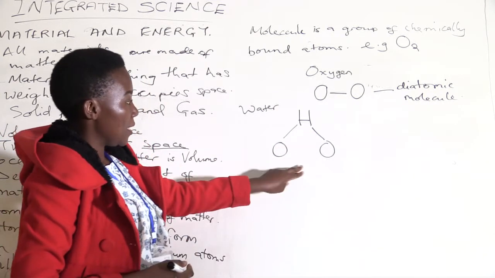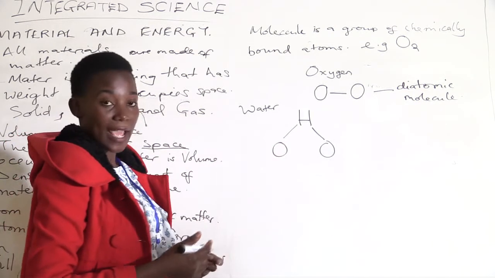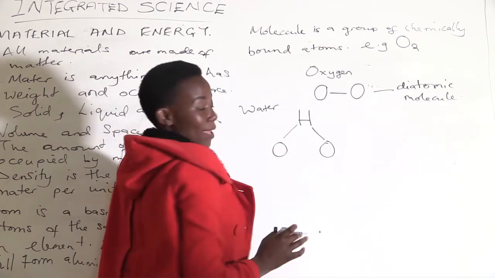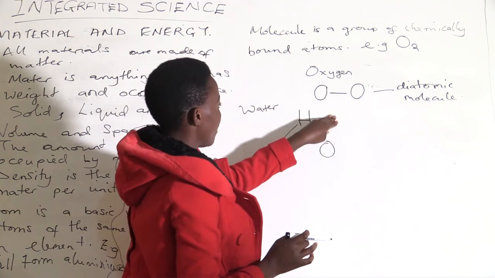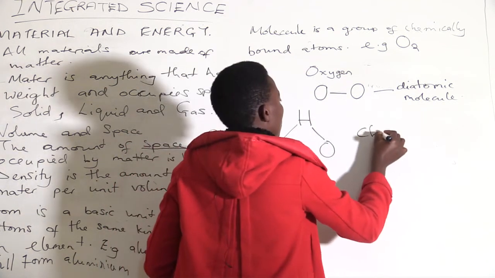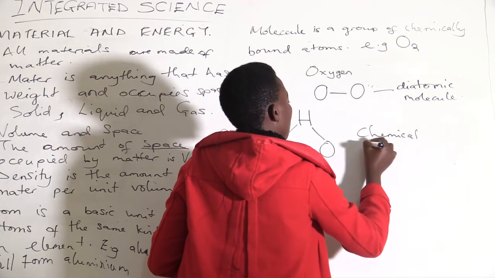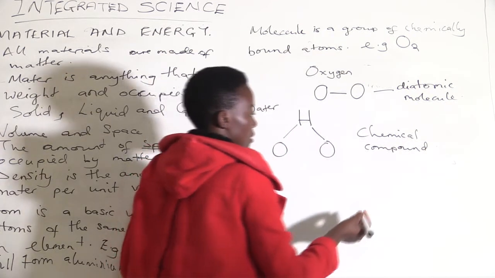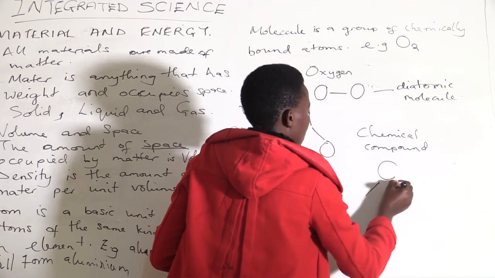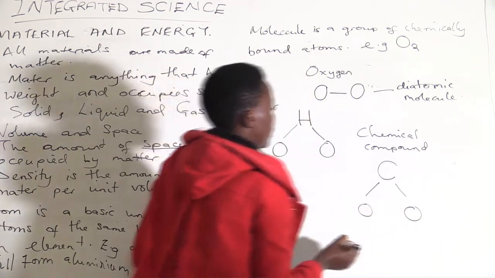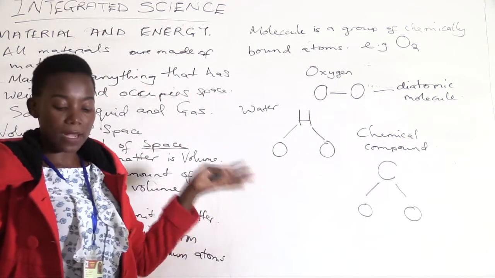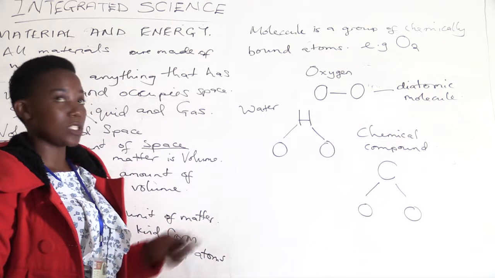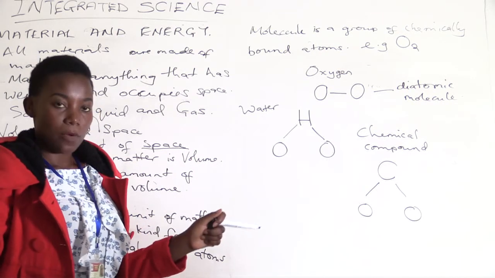So water is also formed by 2 different kinds of elements, but as you can see, this oxygen is the same. The only one that is coming up to form the 2 different kinds is hydrogen. So this one is called a chemical compound. Another chemical compound is carbon dioxide, which is also a combination of carbon and 2 oxygen atoms, and we call it carbon dioxide.